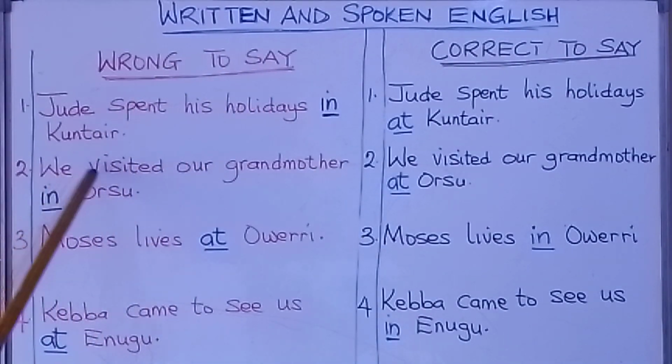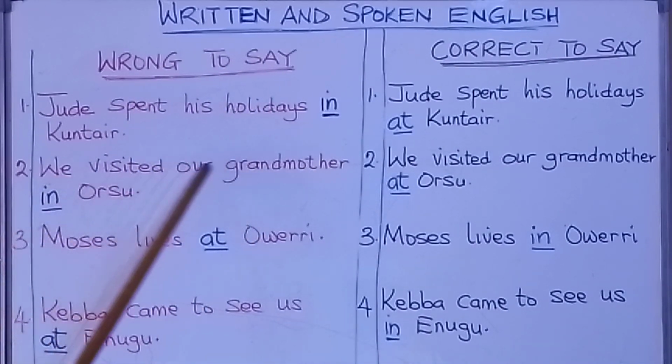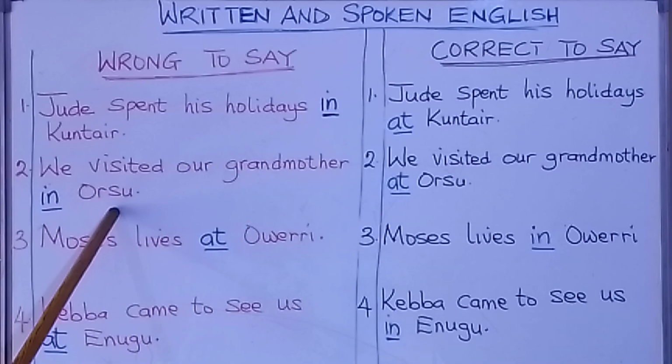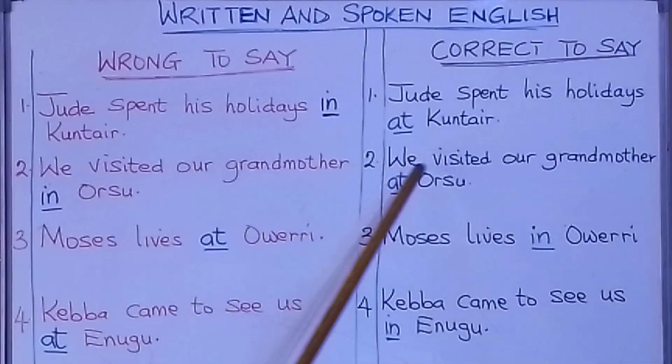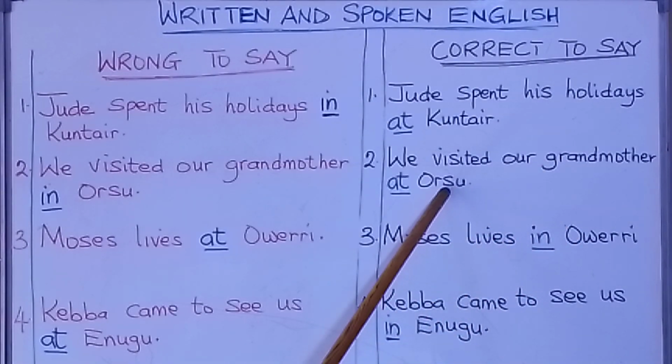Wrong to say we visited our grandmother in Osun. The correct way to say that is we visited our grandmother at Osun, if that is a small village or town.